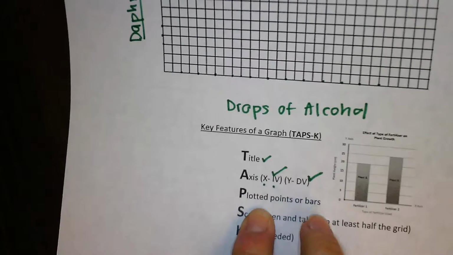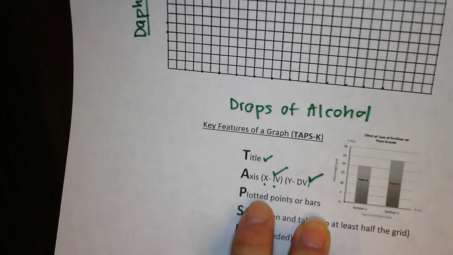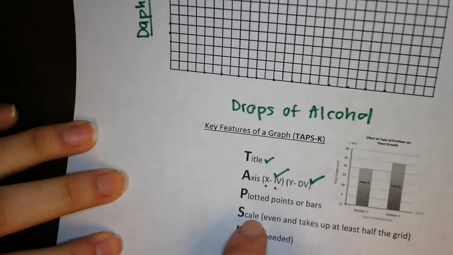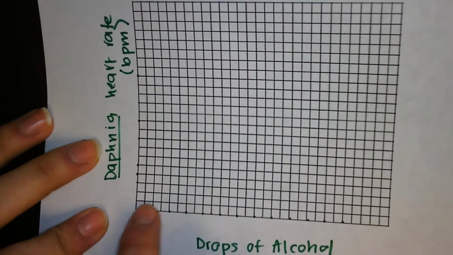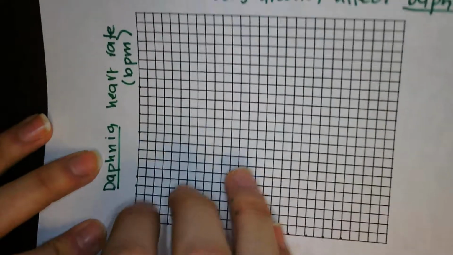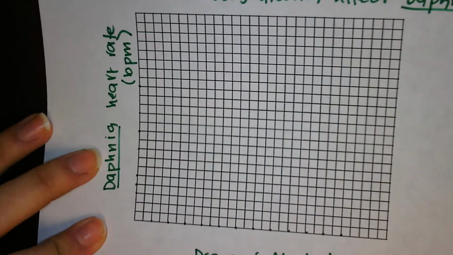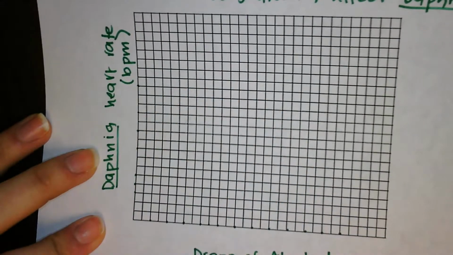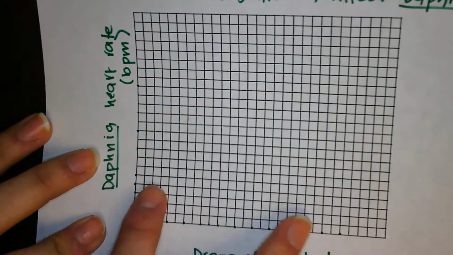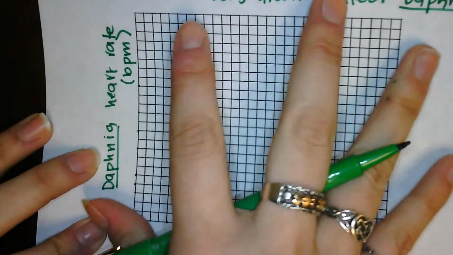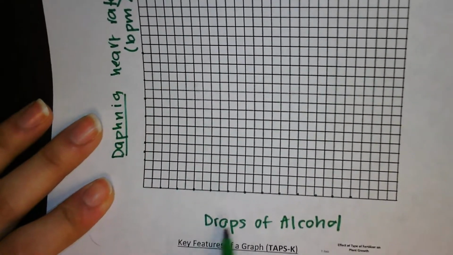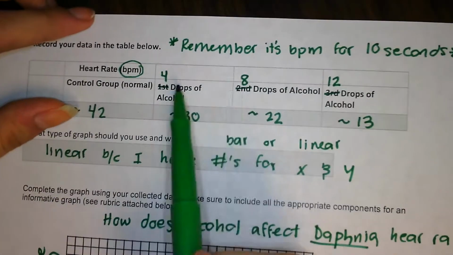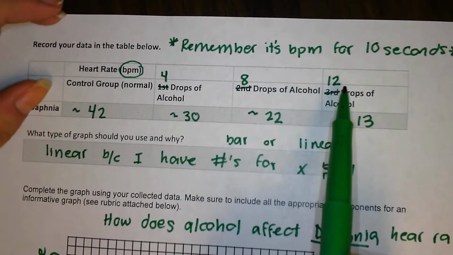So now I have to plot my points. To do that, I have to make sure that I scale my graph. What this means is figuring out a way to divide this graph so that I can plot my points and I am using most of the graph. You have to use at least more than half of the graph every single time. Don't cram all your data in these little boxes. Use all of it.